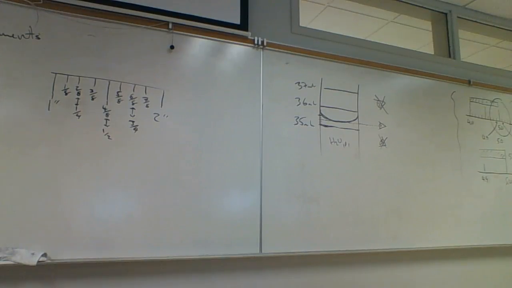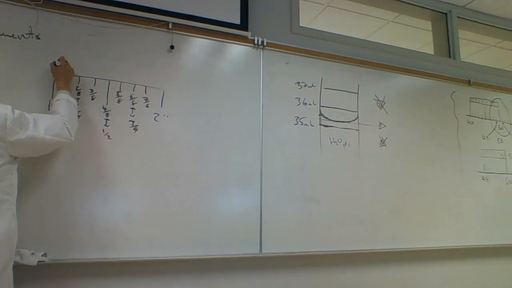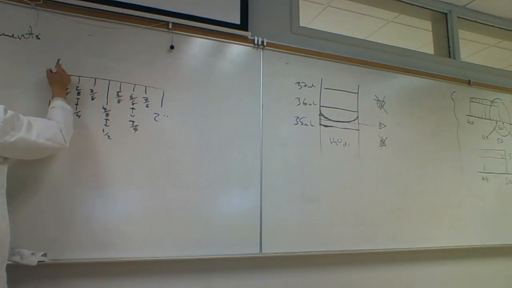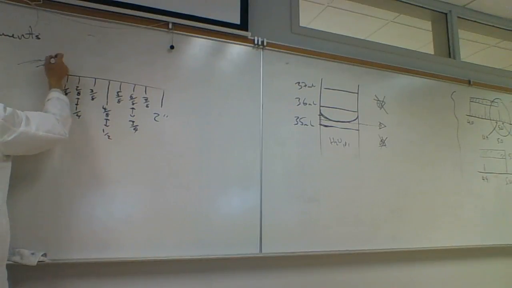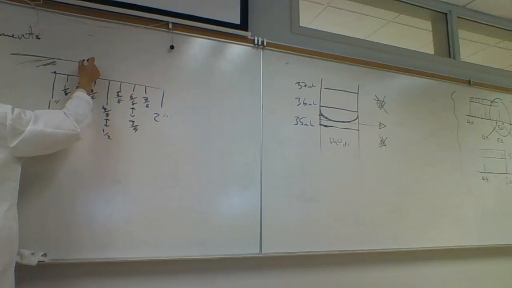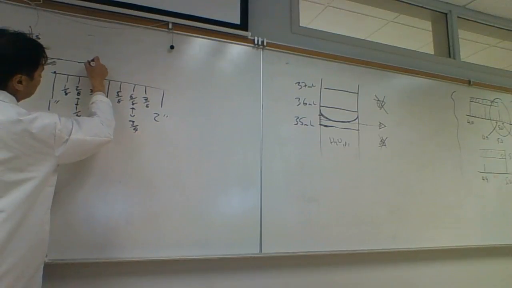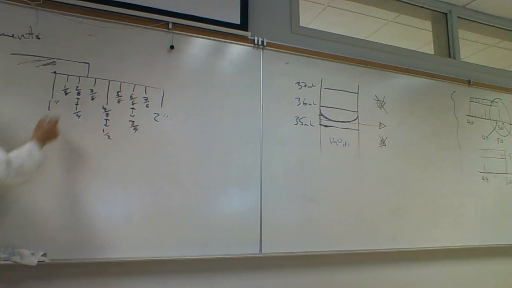So let's have an object here. Let's say the object continues this way. It's lined up with a 0 mark, and it goes right to here. What would the length of this object be?